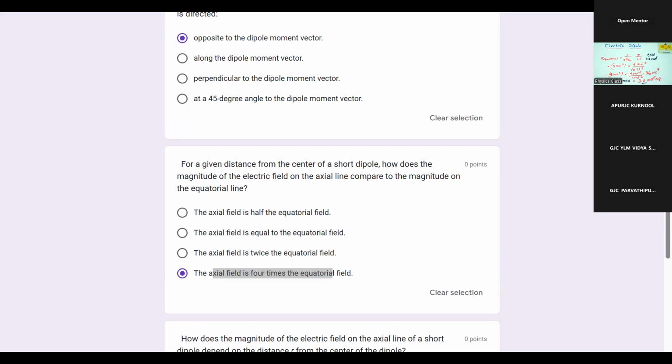Option 3, correct. Very good. So already I told you for the equatorial line, the formula for E net is 1 by 4 pi epsilon naught times P vector by r cube. But in the case of the axial field, it is 2P by r cube. So the axial field is twice the equatorial field. Is it correct? Yes, very good, students.